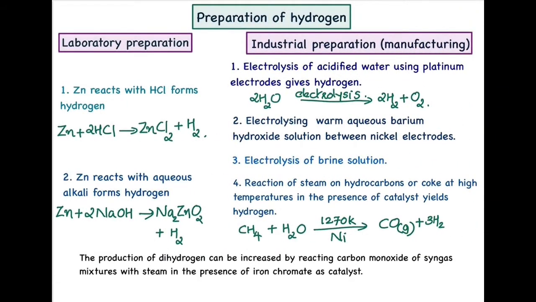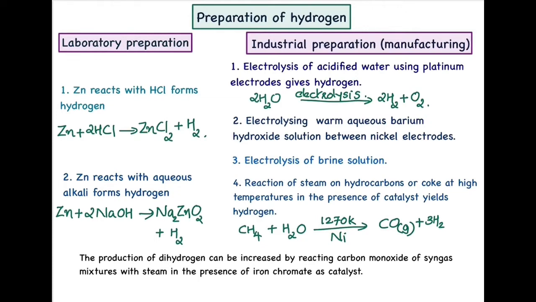Next topic is preparation of hydrogen. One should know both laboratory and industrial preparation of hydrogen, how zinc can be utilized to prepare hydrogen with the help of either hydrochloric acid or an alkali, and both reactions are given here. For the industrial preparation of hydrogen, electrolysis of acidified water, brine solution or aqueous barium hydroxide solution, and how it leads to the formation of hydrogen.